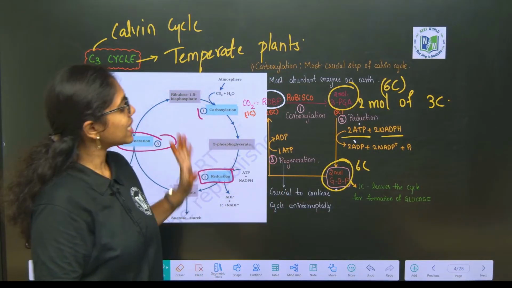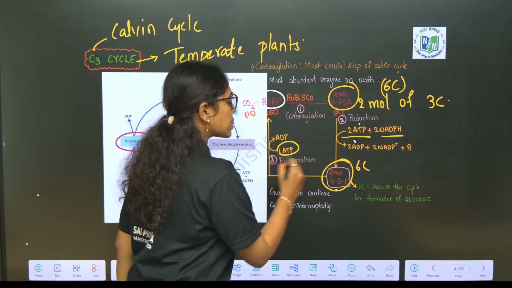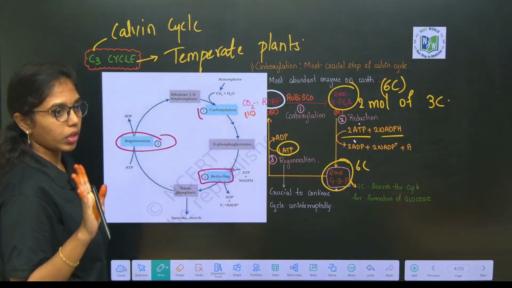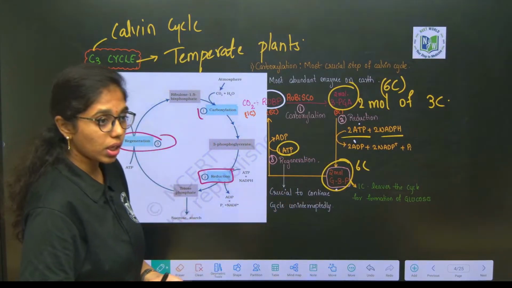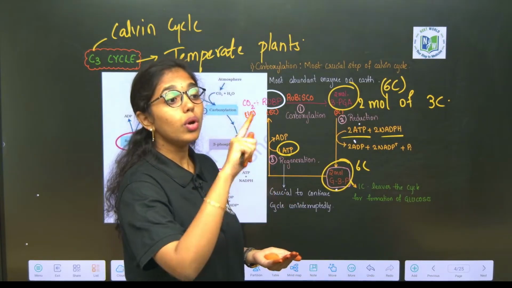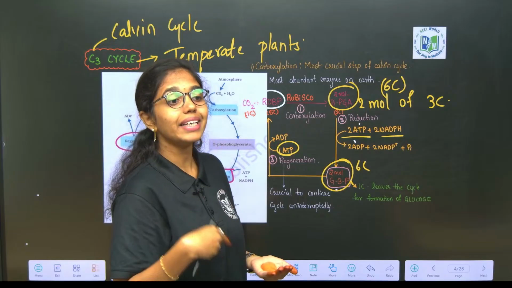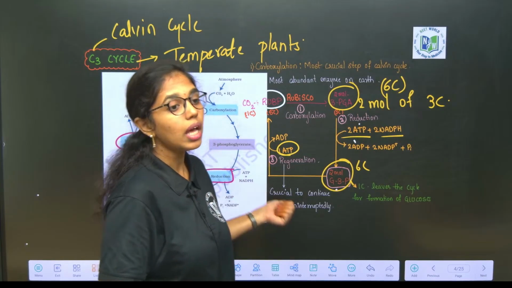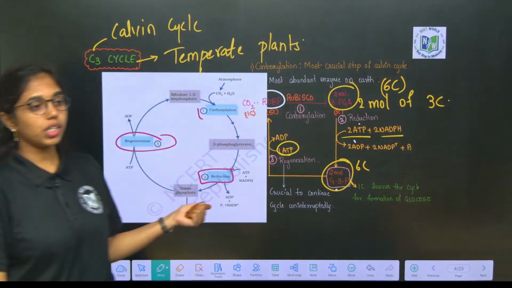For this regeneration, how much ATP is consumed? 1 ATP. If there is a question, which is the most crucial step for the Calvin cycle to run the cycle uninterruptedly, then you have to answer regeneration.